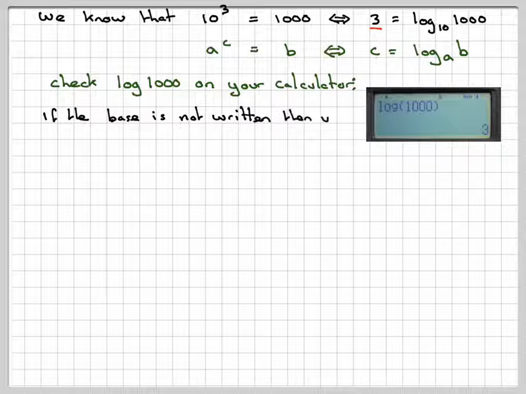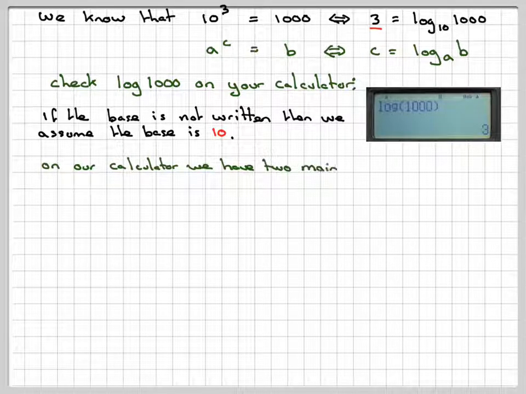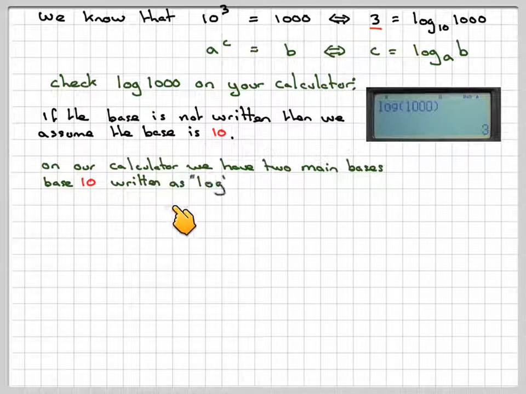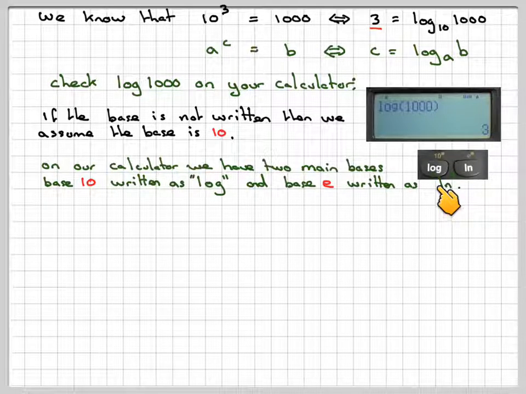Now, if the base is not written, then we always assume the base is 10. So normally we wouldn't write that in, it would just say log 1000. This is why you only have to write in log 1000 on your calculator. On the calculator, we have two main bases: base 10 written as log, and base e written as ln. There they are, a screenshot of my calculator. Log, and above it is the inverse function, 10 to the power of. And this is called a natural logarithm, ln, and above it is e to the power of, and we'll talk about this one much later on.